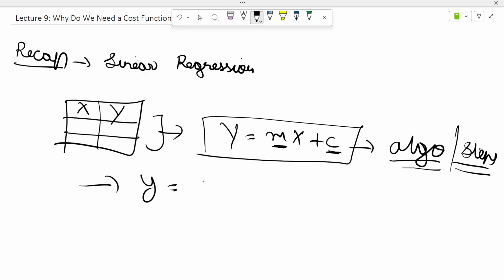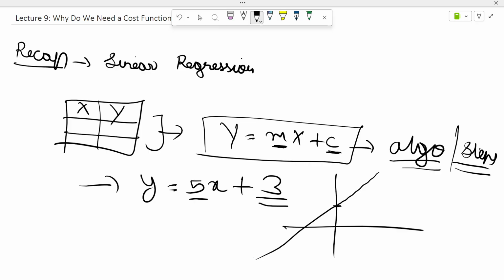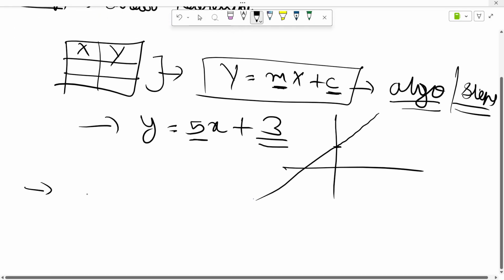Let's say after going through the algorithm, after following the specific steps, you get the equation 5x plus 3. So this is your equation. Here, plus 3 is the intercept. Now in this lecture, we will understand how to evaluate a model. You have one model.